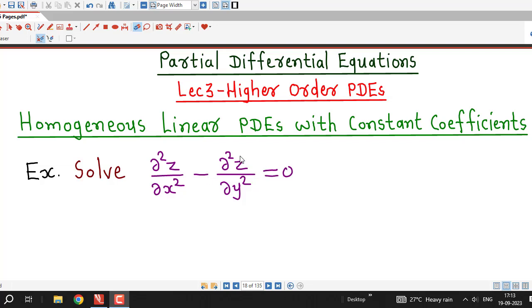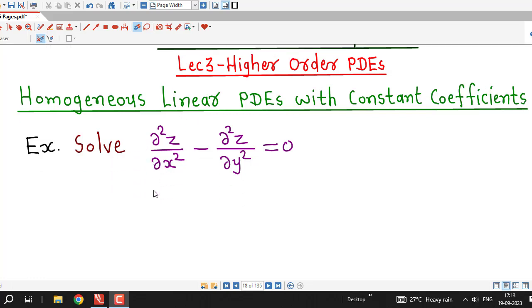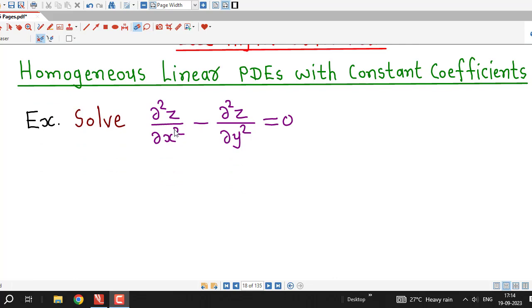Hello friends, I welcome you in lecture number 3 on higher order PDEs. In the last lecture we have seen how to solve homogeneous linear partial differential equations with constant coefficients, and in this lecture also we are going to discuss some more problems for the solution of this type of equations. So I am considering this example first.